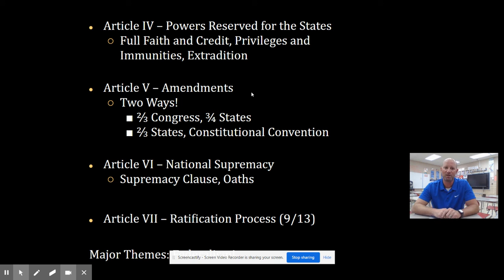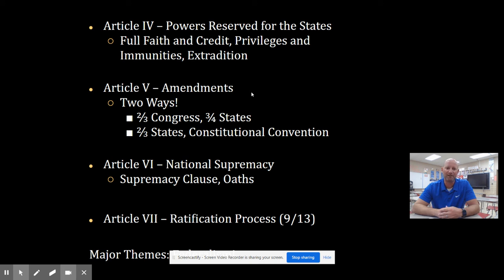And then also in Article 6, it deals with oaths. So like any public official must take an oath to protect the Constitution, or whatever level of government that is. But on the federal government, it talks about any national job or position, you need to take an oath.